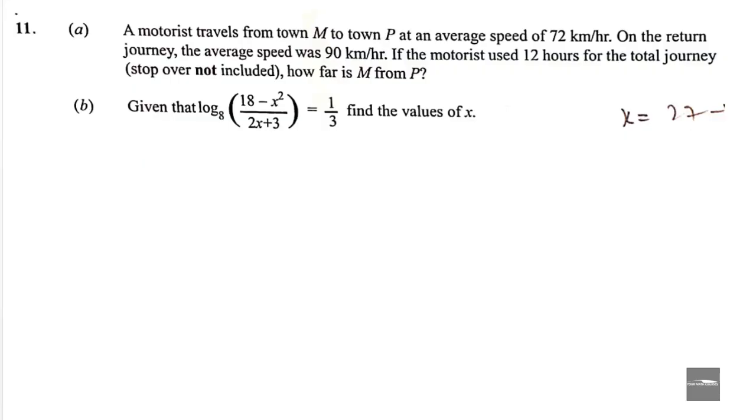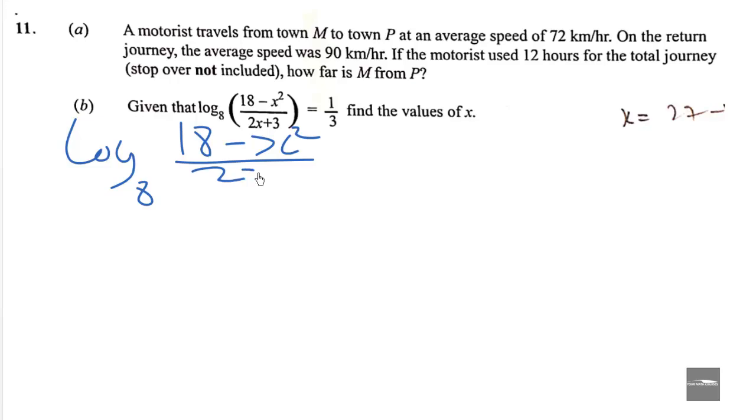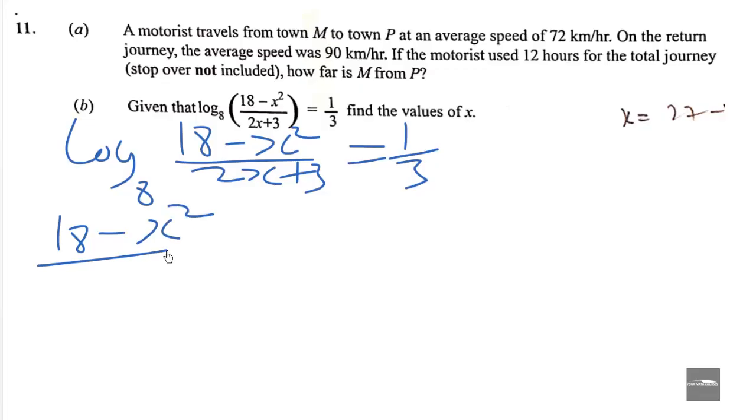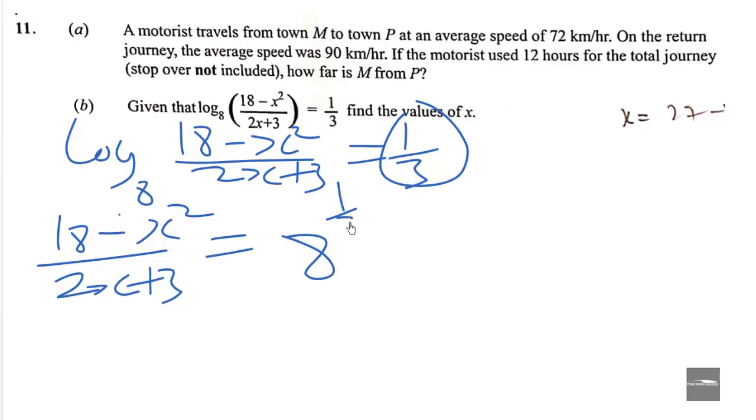So given that log to base 8 of (18 minus x squared) over (2x plus 3) is equal to 1 over 3, we write it as an exponential equation. So (18 minus x squared) over (2x plus 3) will be equal to 8 exponent 1 over 3, and you know that one will give us 2. So we have (18 minus x squared) over (2x plus 3) equal to 2.